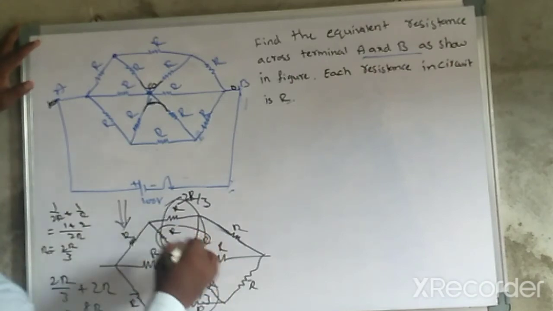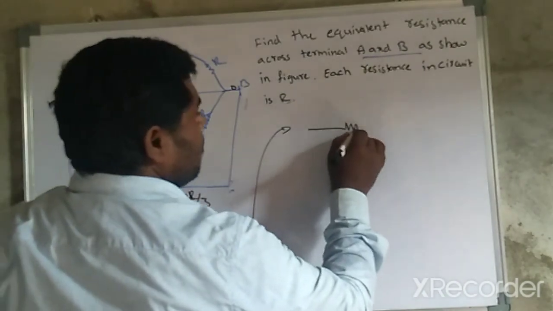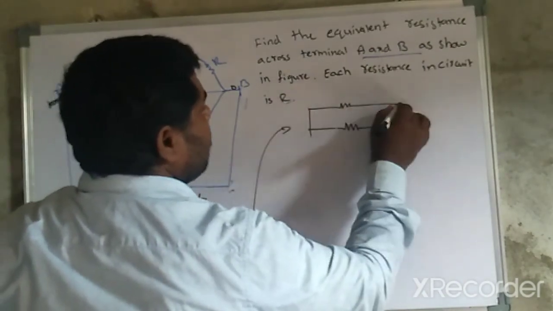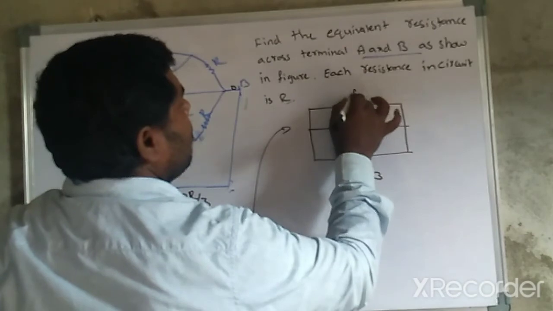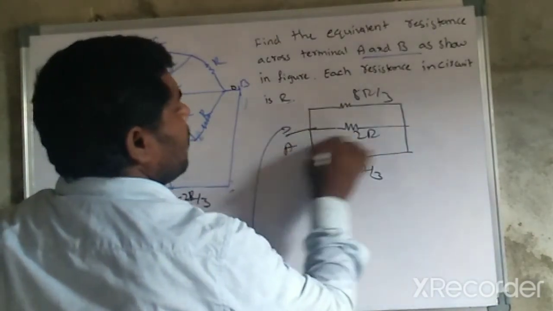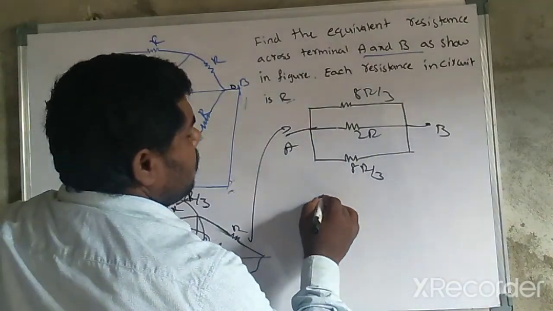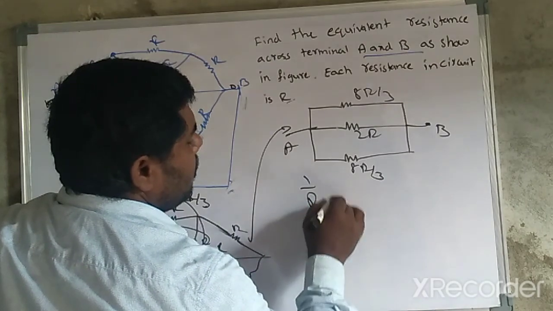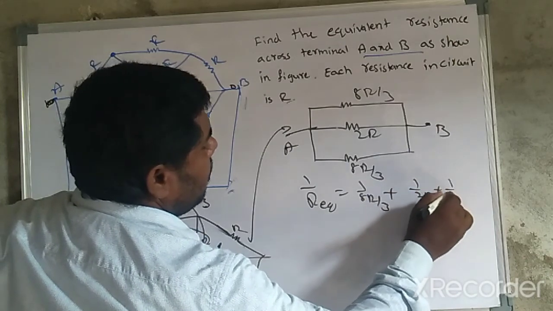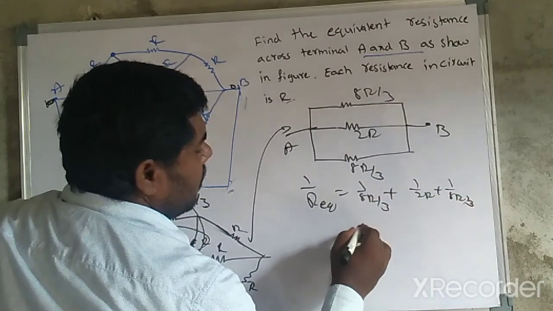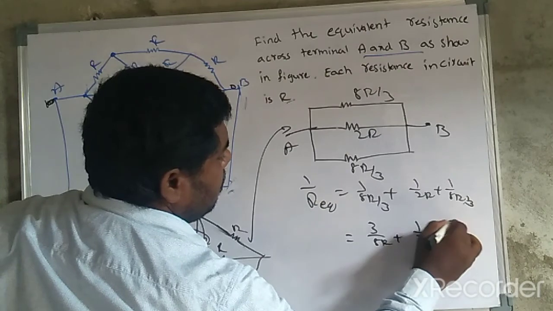So here the equivalent resistors again, you may draw it like this. This is one, this is another one, and this is another one: 8R by 3, 2R, 8R by 3. This point is A, this point is B. So these three are in parallel combination. In parallel combination, 1 by R equivalent is equal to 1 by 8R by 3 plus 1 by 2R plus 1 by 8R by 3. You may write 3 by 8R plus 1 by 2R plus 3 by 8R.